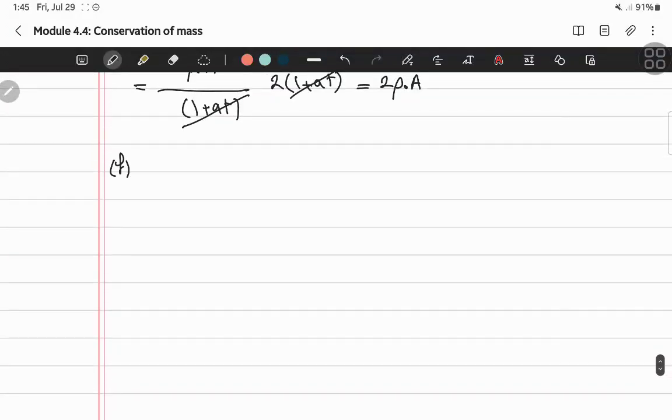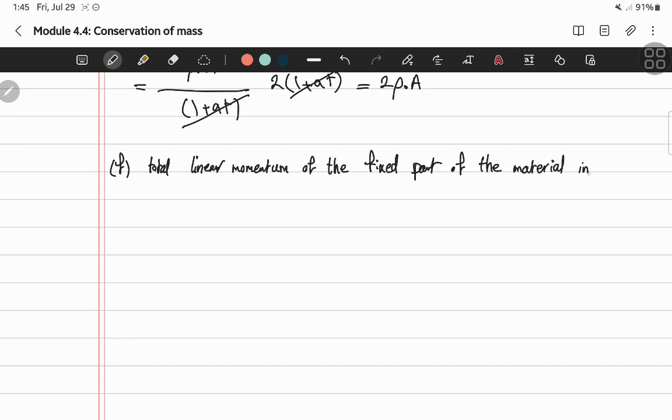So the last part actually wants us to calculate the total linear momentum of the fixed part of the material in part E. So basically here we have linear momentum, and this is a fixed part, and it was in part E. So since we are in part E, we are in reference configuration.